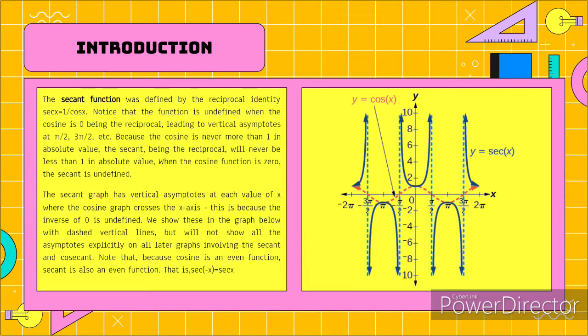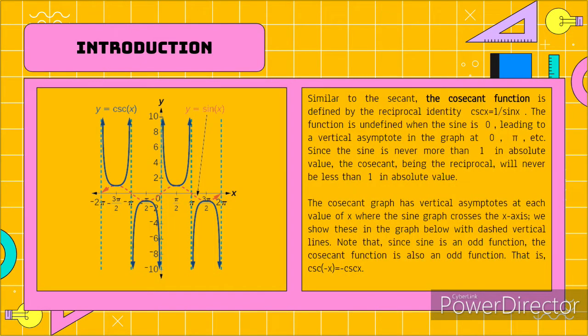We can graph the secant function by observing the graph of the cosine function because these two functions are reciprocals of one another. As we can see, the graph of the cosine is shown as a dashed orange wave, so we can see the relationship: where the graph of the cosine function decreases, the graph of the secant function increases. When the graph of the cosine function increases, the graph of the secant function decreases. The secant graph has vertical asymptotes at each value of x where the cosine graph crosses the x-axis because the inverse of 0 is undefined.